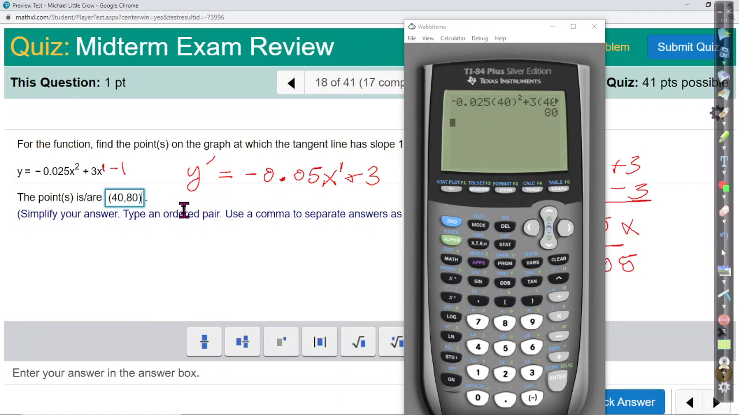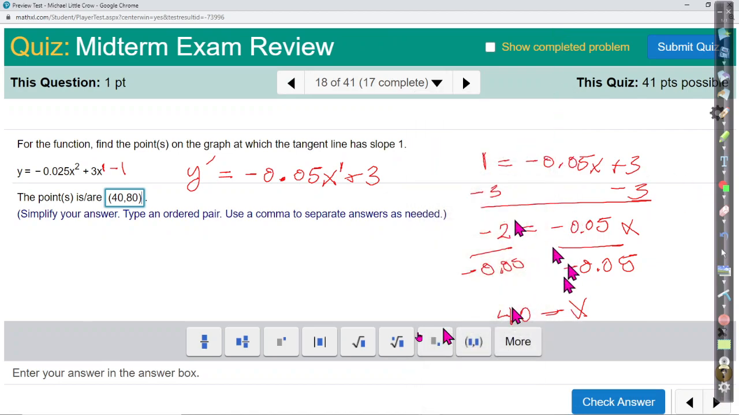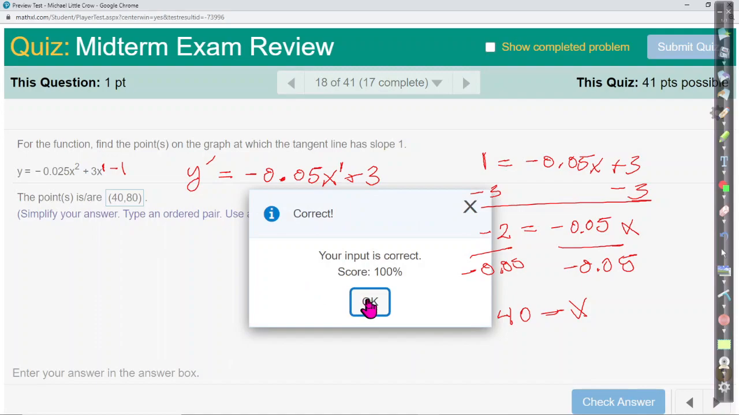And remember to put your parentheses there. There's a comma to separate it, but there's only one place, because it's a linear equation. Only one place it's going to happen. There we go. We're good.